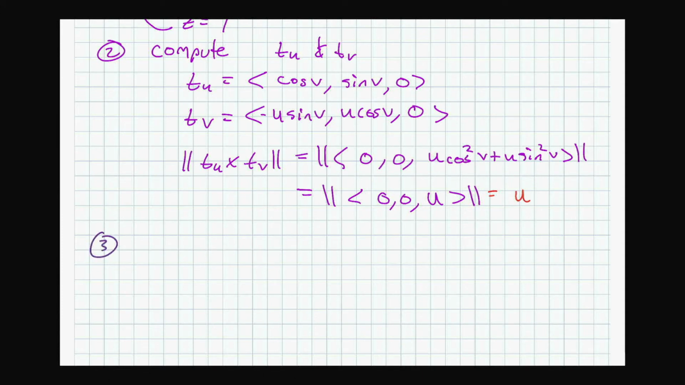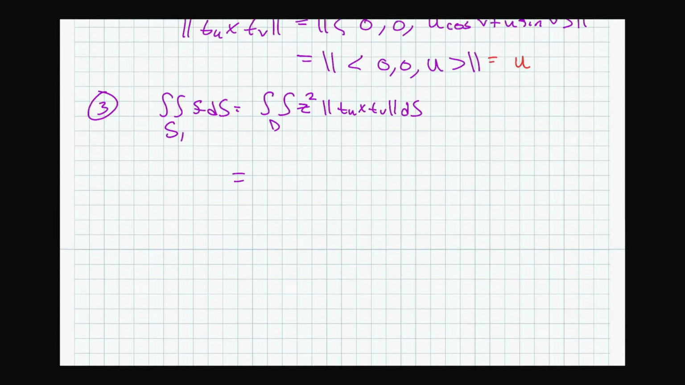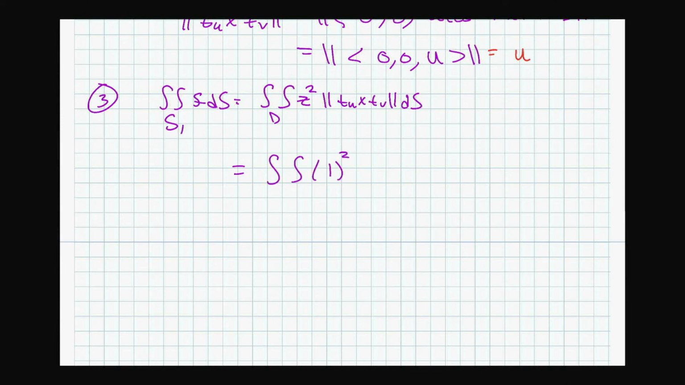So we're going to set up our integral, double integral over S1 of f ds, which is a double integral over D of f times the magnitude of TU cross TV dA. The f was z squared, right? Z squared is 1 squared. The magnitude of TU cross TV is simply u. And then the dA, it should have been dA, sorry. dA is du dv, whichever way we want to calculate it. It doesn't matter here, so let's just go du dv.